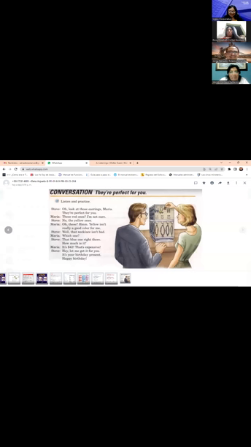Oh, look at those earrings, Maria. They are perfect for you. This red one? I'm not sure. No, the yellow ones. Oh, this. Yellow isn't really a good color for me. Well, that necklace isn't bad. Which one? The blue one right there. How much is it? It's $42. That's expensive. Hey, let me get it for you. It's your birthday present. Happy birthday. Thank you.